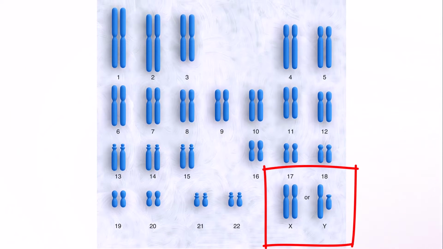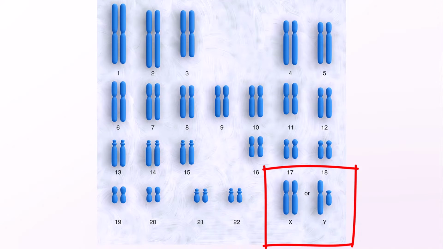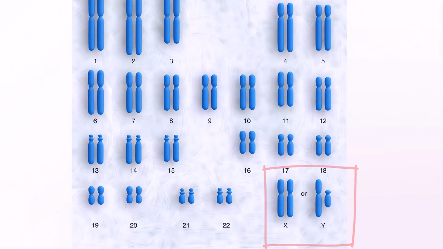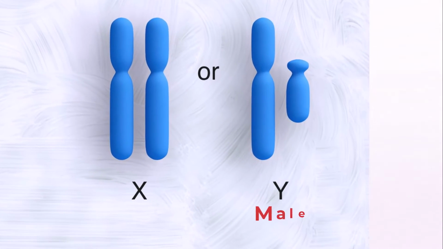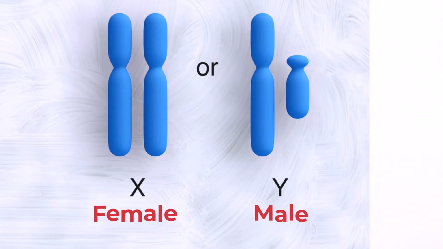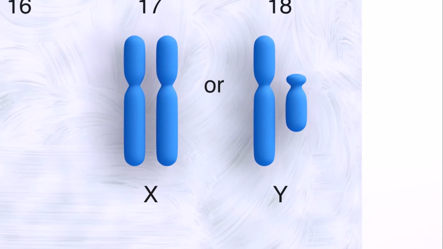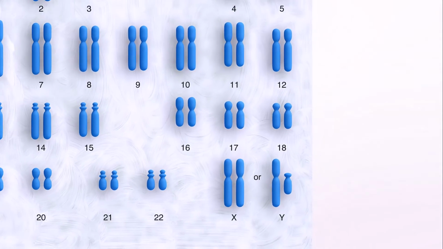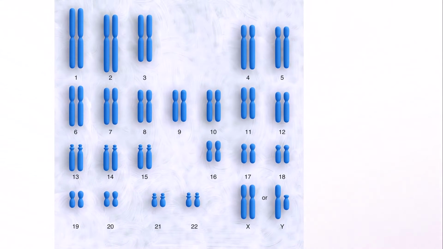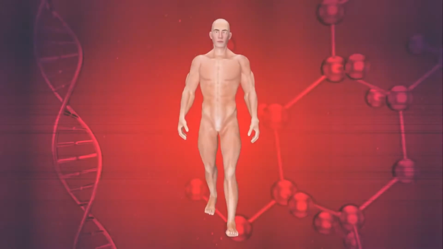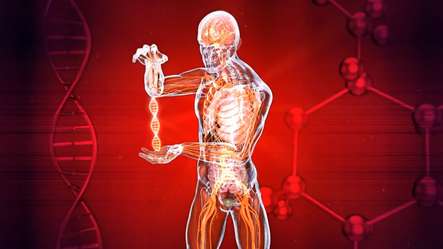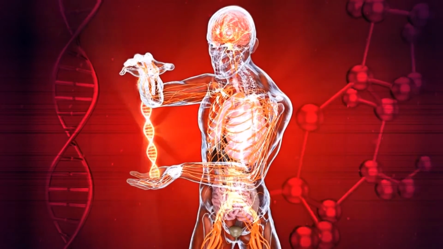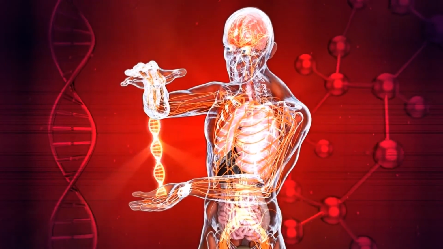The 23rd pair of chromosomes are called sex chromosomes. Males have one X chromosome and one Y chromosome for the 23rd pair, whereas females have two X chromosomes for the 23rd pair. The remaining 22 pairs of chromosomes that are found in both males and females are called autosomes. For both autosomes and sex chromosomes, you inherited one set of chromosomes from your mother and the other set of chromosomes from your father.